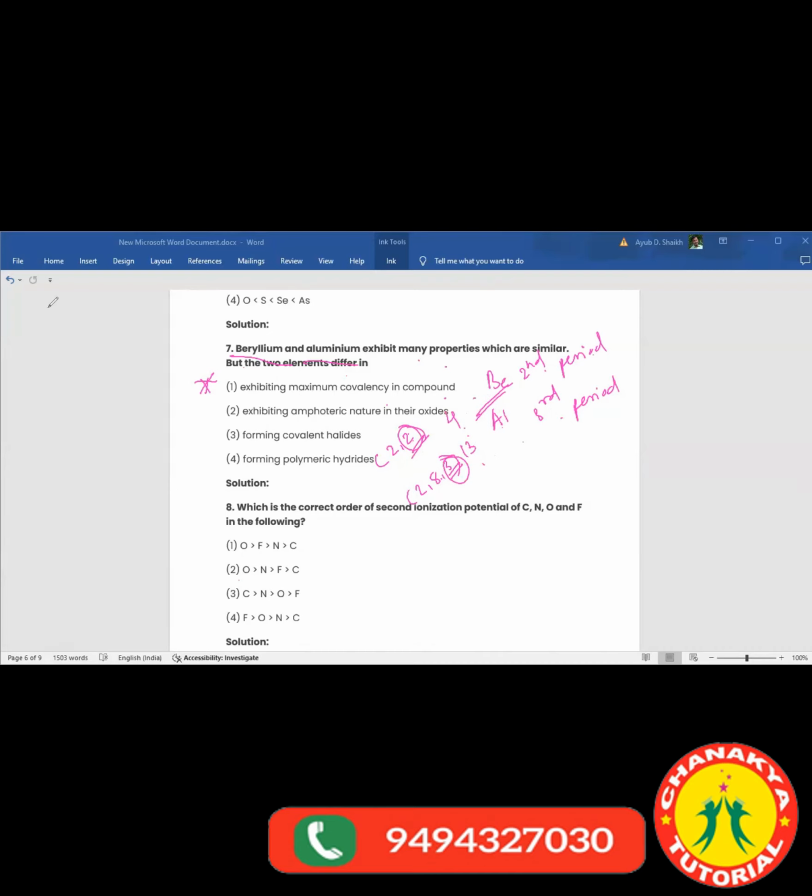Why they show similarities in their compounds or in their properties, if somebody asks, you should write the answer: they have a diagonal relationship in the periodic table. Okay. Go for the next question. At least 10 questions we will solve. Which is the correct order of second ionization potential of carbon, nitrogen, oxygen, fluorine in the following? Options are there in front of you.